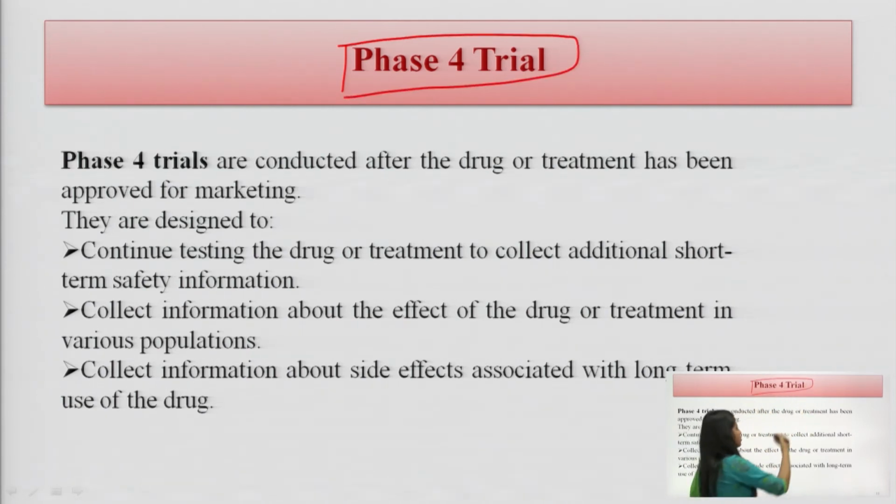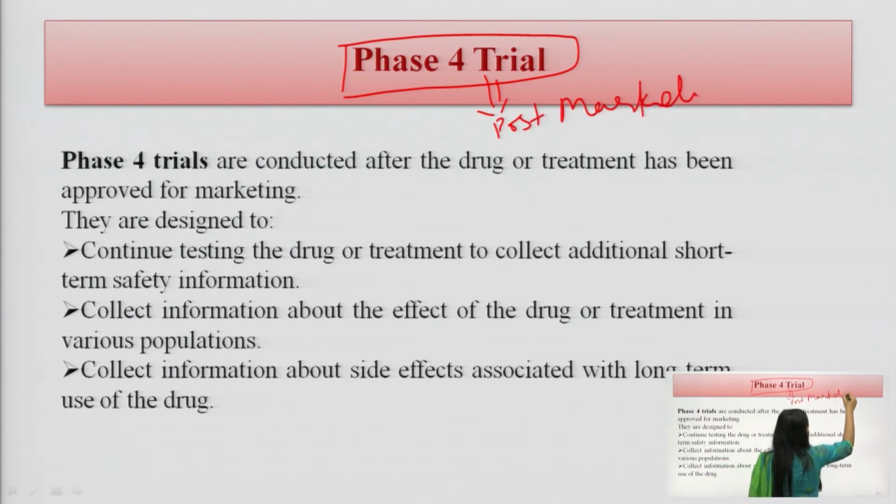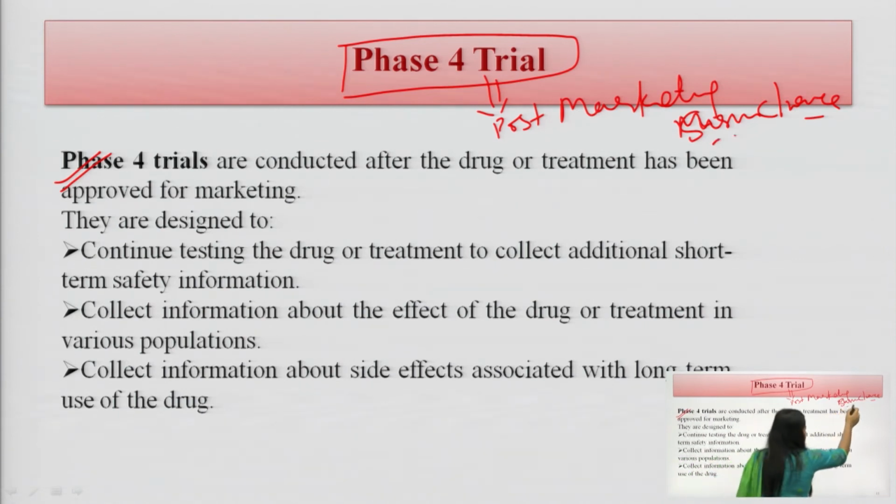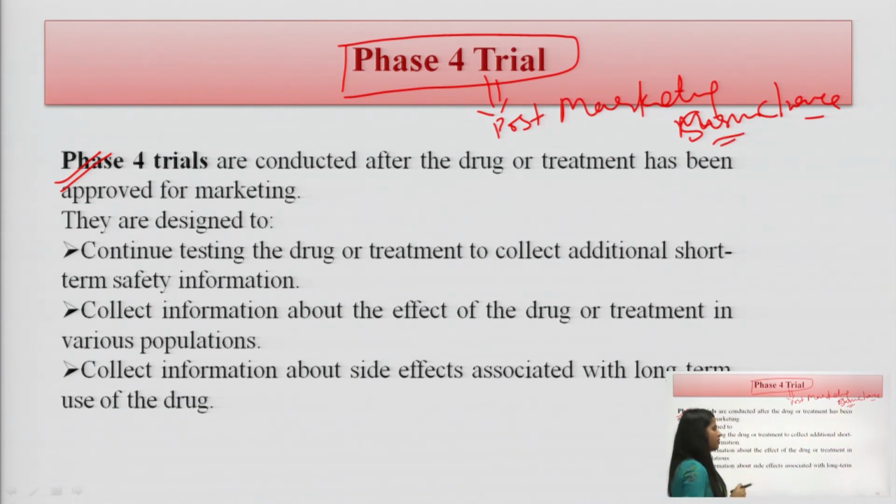Phase 4 trial is also called post marketing surveillance. In this study, what happens? Here the drug is already launched in the market, but surveillance should be taken care of. It means the monitoring of drugs in the market will be done for many years, and we will try to find out if any side effects or any toxicity happens even after taking it as a therapy, then the drug will be withdrawn.